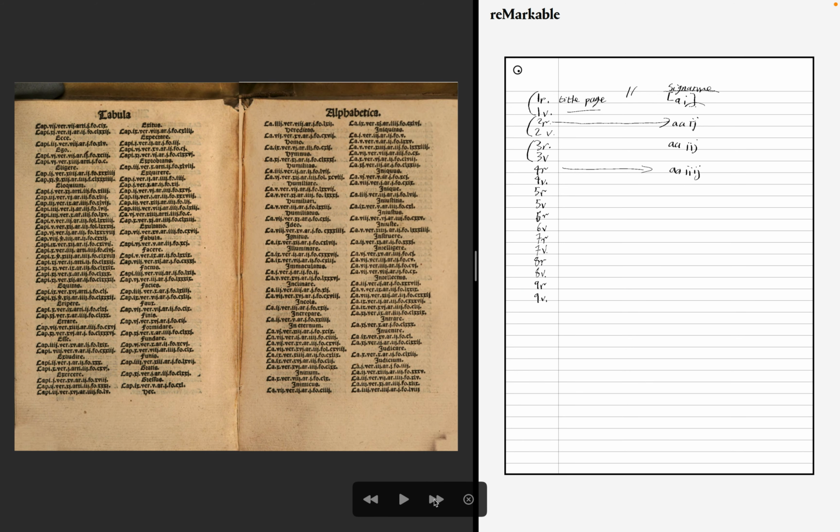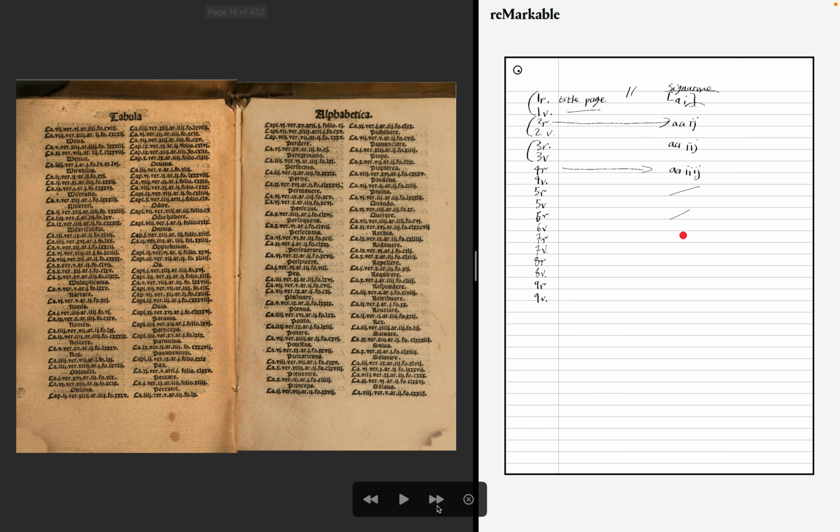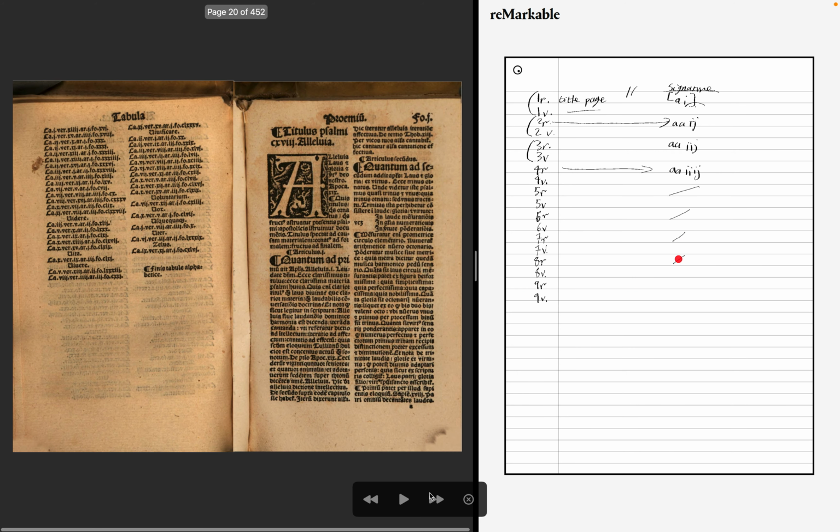So there's actually going to be nothing on the 5 recto, nothing on the 6 recto, nothing on the 7 recto, nothing on the 8 recto. In the 9, we get just a single A. One lonely single A.